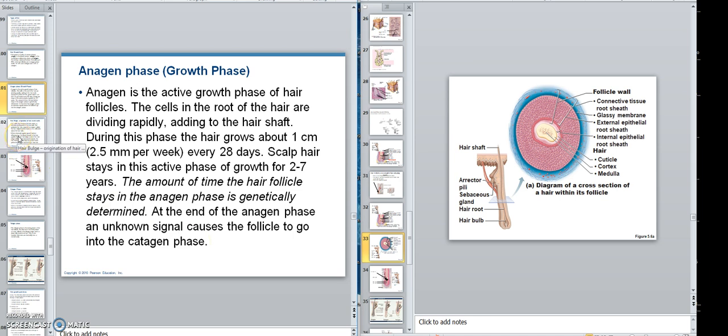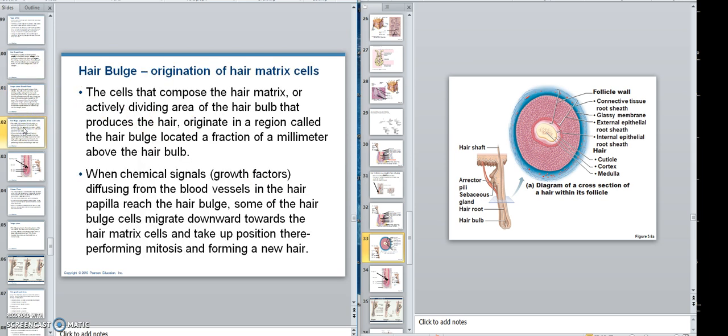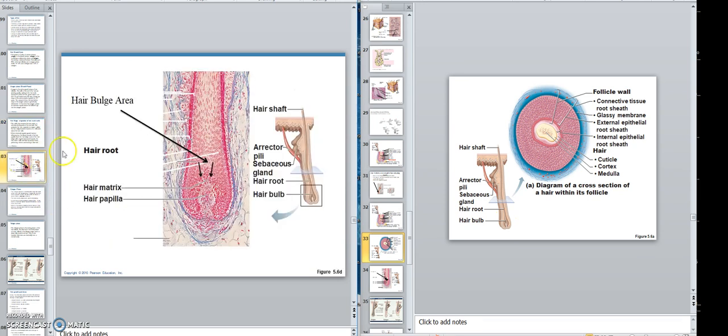Okay? So if a person had a long growth period and a fast growth rate, they could have hair down to their feet. Okay? The hair matrix cells are at the bottom. They have certain growth factors, and you have blood vessels here that give the oxygen for the hair to grow. You can read that yourself. Okay, here's the hair bulge area. And that hair, if you pull your hair out by the roots, you see that bulge area. Most of you know what I'm speaking of.